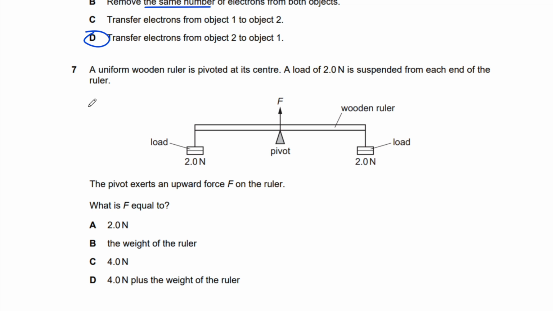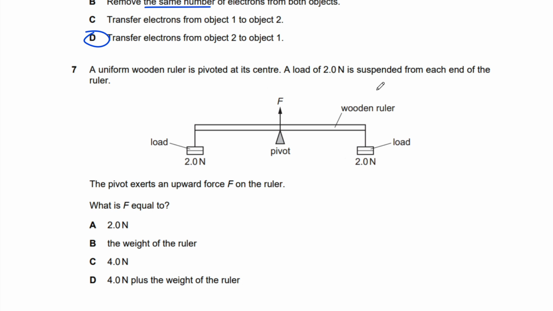A uniform wooden ruler is pivoted at its center. A load of 2 newtons is suspended from each end of the ruler. The pivot exerts an upward force F on the ruler. What is F equal to?